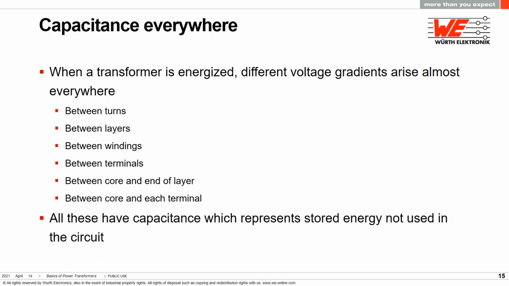Every time you energize a transformer, you're going to have voltage gradients all over the place, and where you have voltage gradients, you're going to have capacitance. It's between the turns, between the layers, between the windings, between the terminals, between the core and the windings, and between the core and the terminals. It's going to be everywhere, and this is all stored energy that does not get used in the circuit.